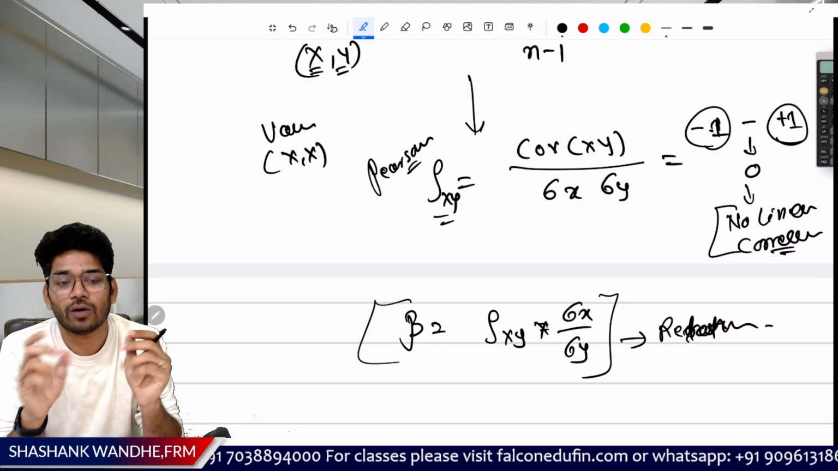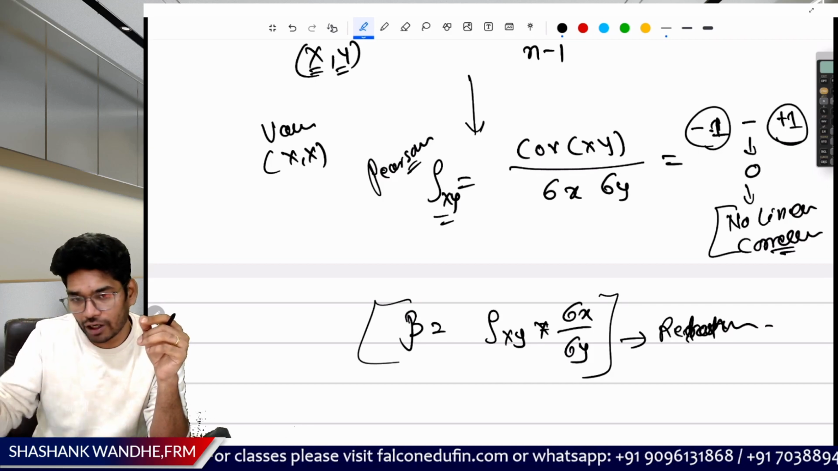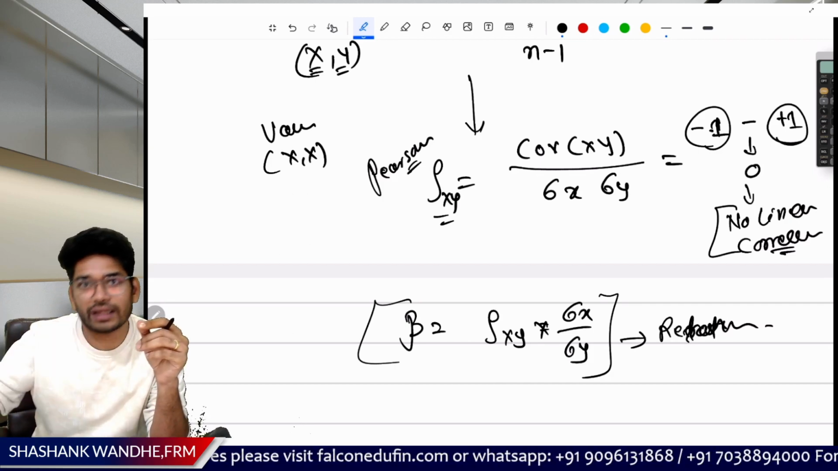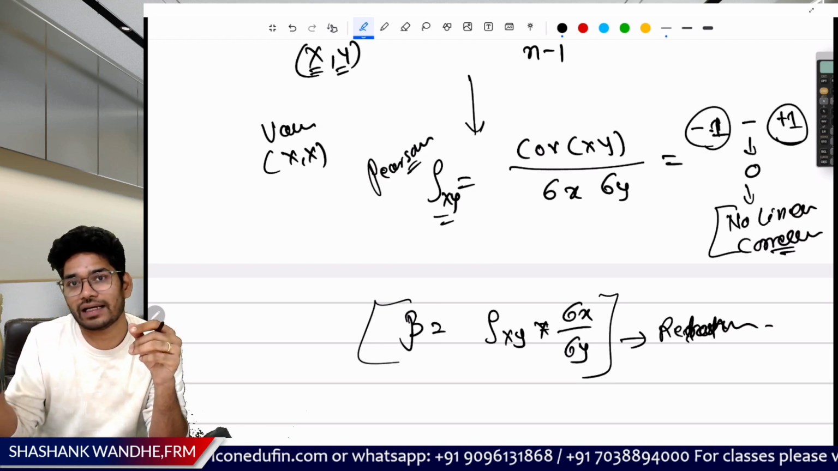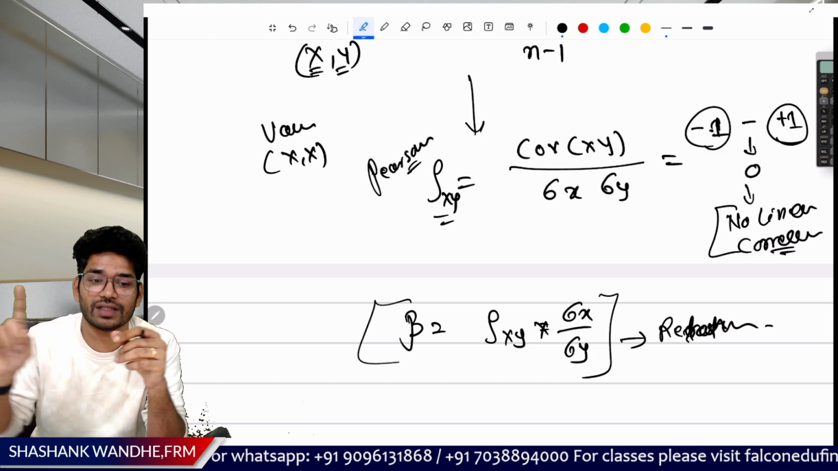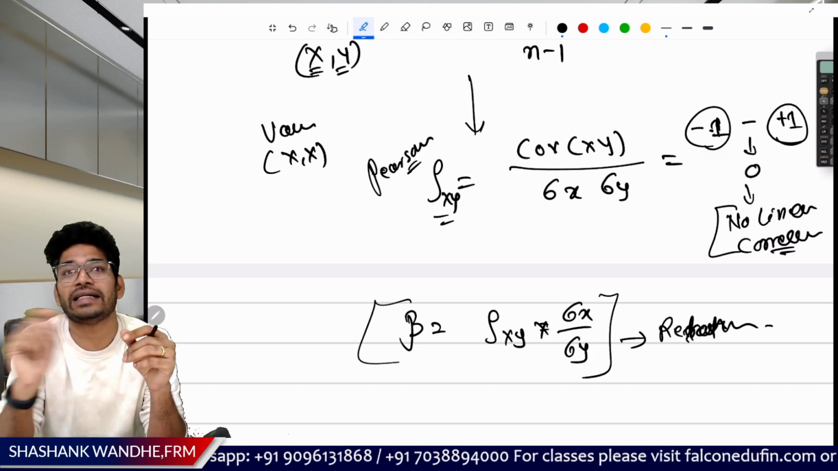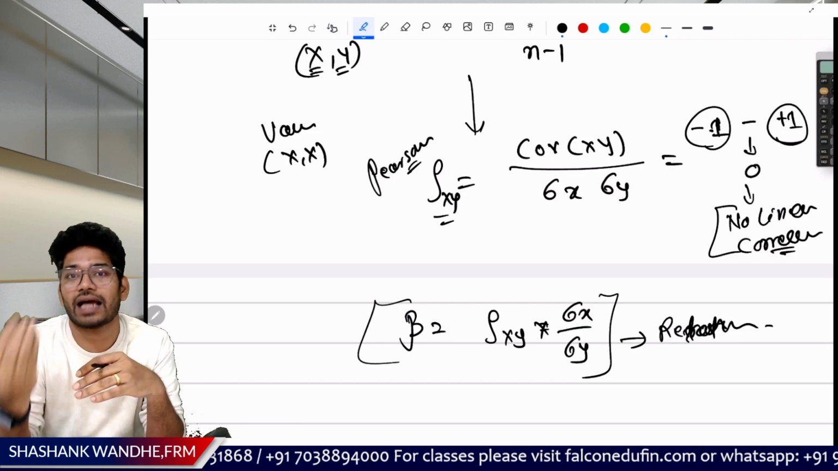Now, why is -1 the bottom limit? Because again, you have 100 observations, and in all the 100 observations, they had the opposite movement. Every time x increased, y decreased. If x decreased, y increased. And this happened in all 100 observations. This means there is a 100% negative relationship between the two. So 100% or 100 times it happened.